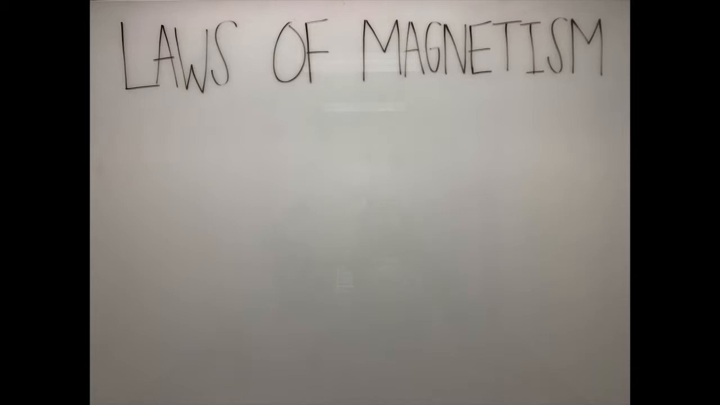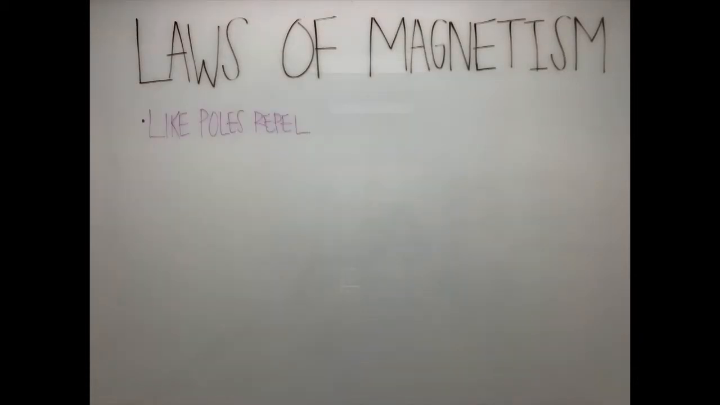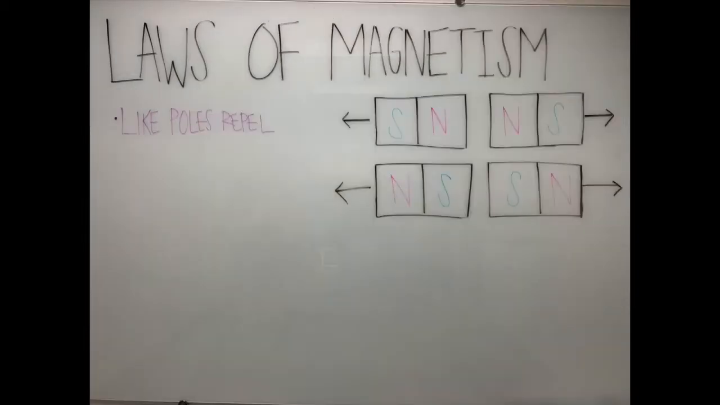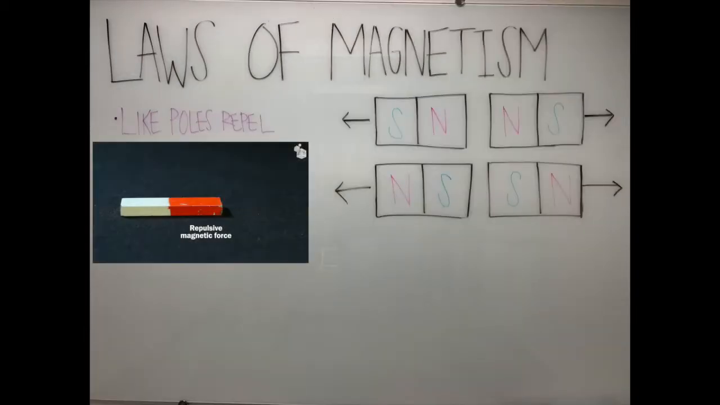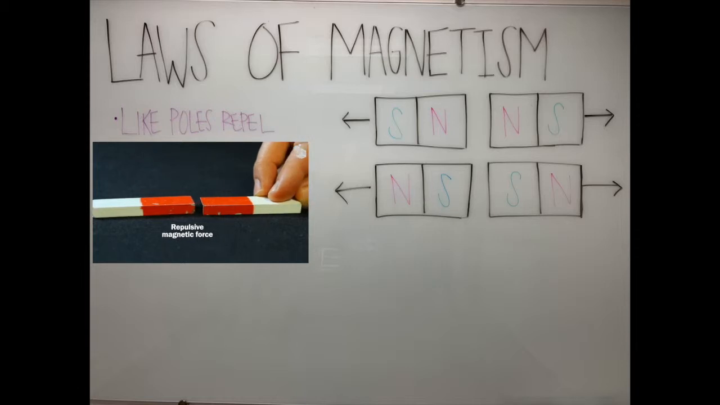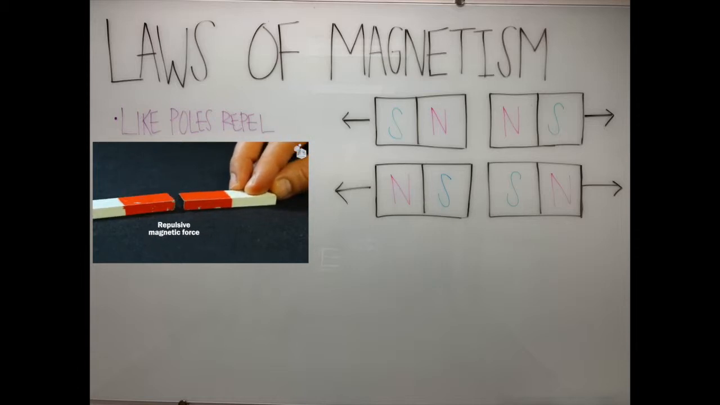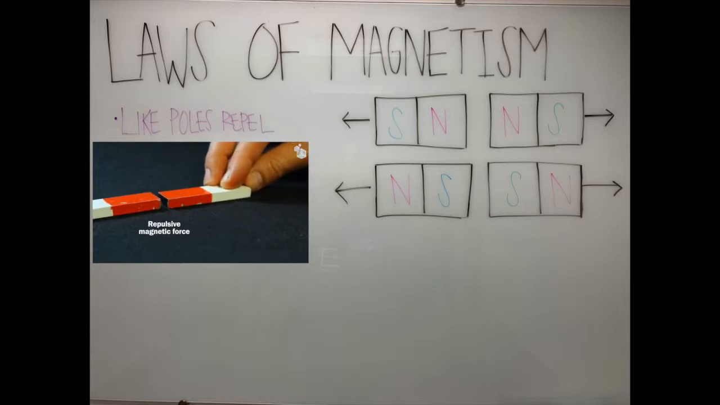The basic law of magnetism states that like poles repel each other when coming into contact with one another. As you can see in the picture to the right, when the north pole of one magnet is brought near the north pole of the other magnet, the magnets repel each other. Below that, we can see that when the south pole of one magnet is brought near the south pole of the other magnet, they also repel each other.